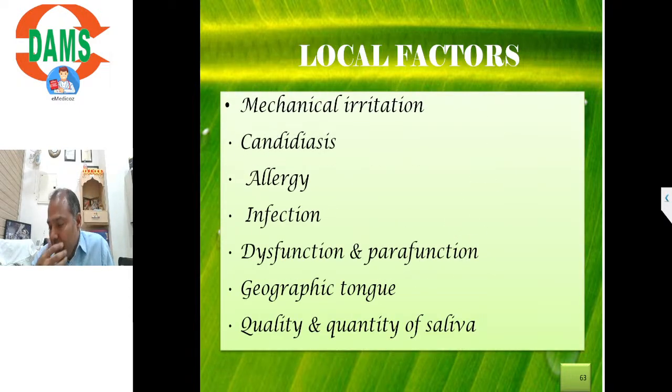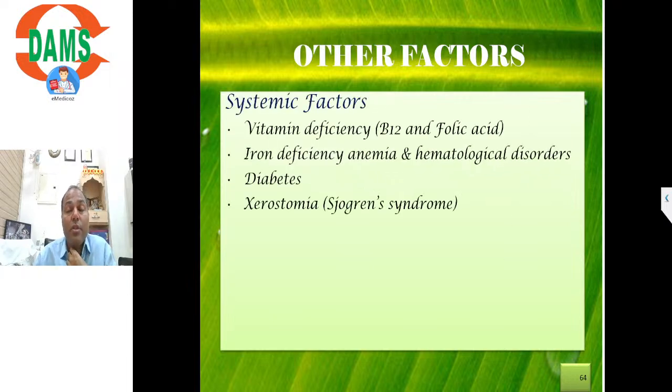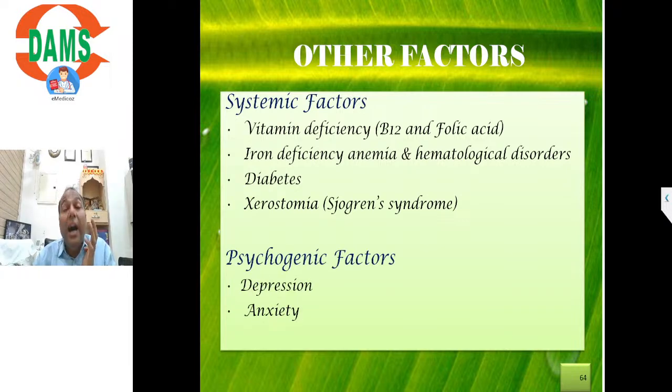Local factors might be there, because you have to rule out every diabetes patient on long-term immunocompromised status, geographic tongue. You have to see that the patient should not be having xerostomia, any vitamin deficiency, especially vitamin B12 deficiency or folic acid deficiency, iron deficiency, anemia, diabetes, anxiety, depression. Yes, there are various psychogenic factors also, remember this.